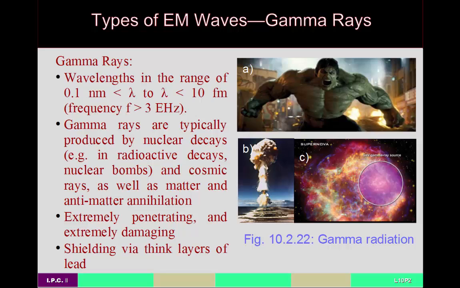So when you have a nuclear bomb explode, it releases a lot of radioactive particles, it also releases a lot of gamma ray radiation. It's also produced by matter-antimatter collisions, basically annihilation events. And you also can get them in cosmic rays. Like here's a supernova, it's going to produce cosmic rays, which are basically gamma rays.